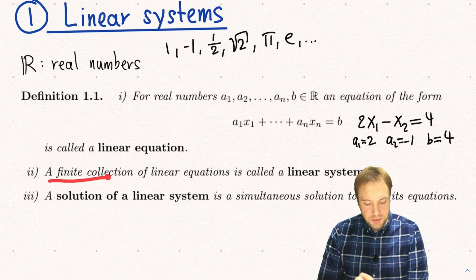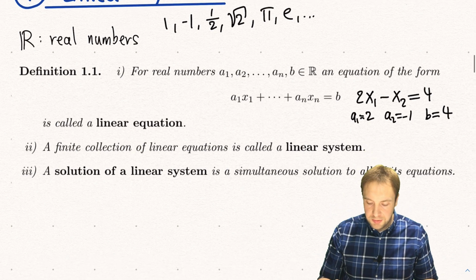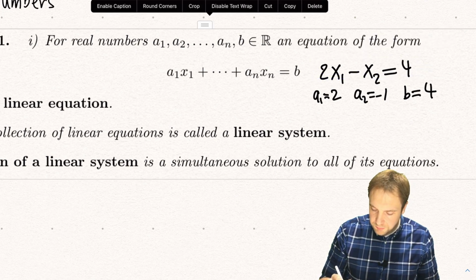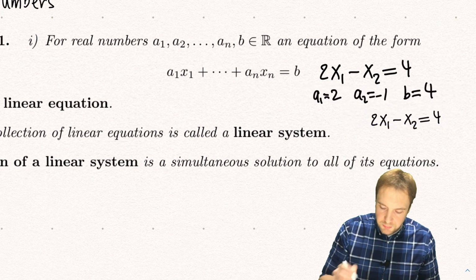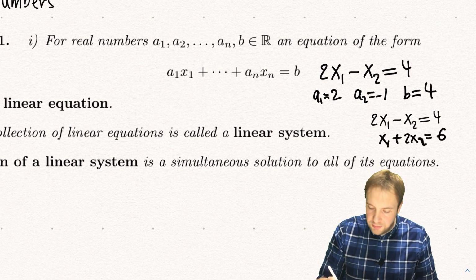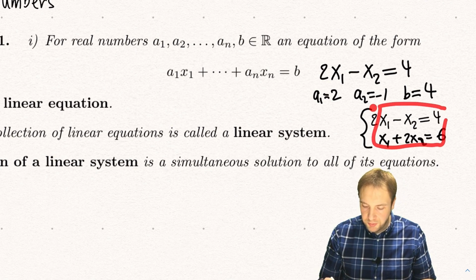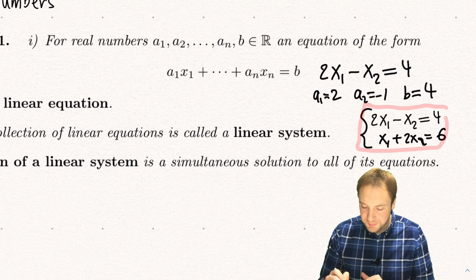And then if I have a collection, a finite collection of linear equations, this is what we call a linear system. So for example, if I have this equation here, and I have another equation, x1 plus 2 times x2 equals 6, then we will denote this by using these brackets and saying that these together, we consider them as one pack. So this is our linear system.